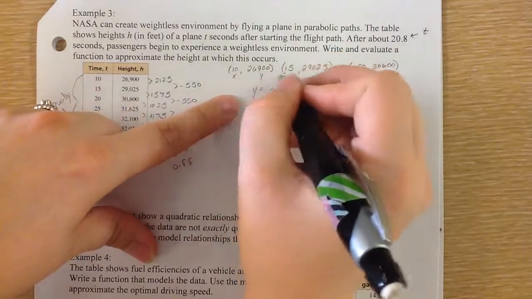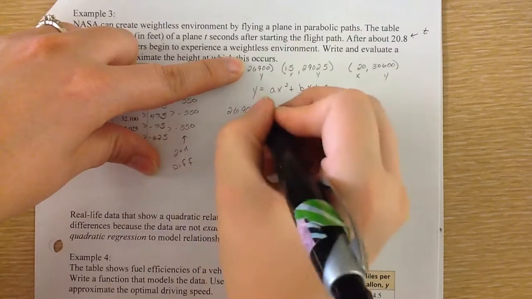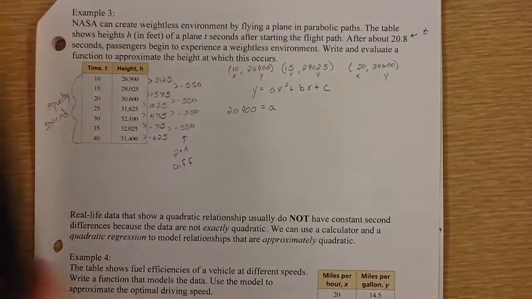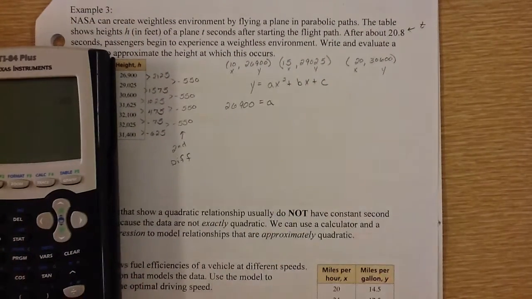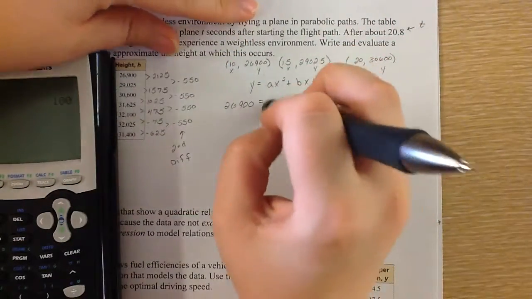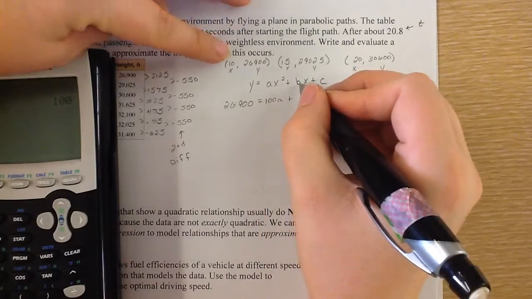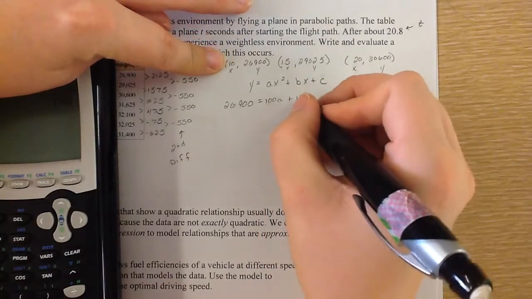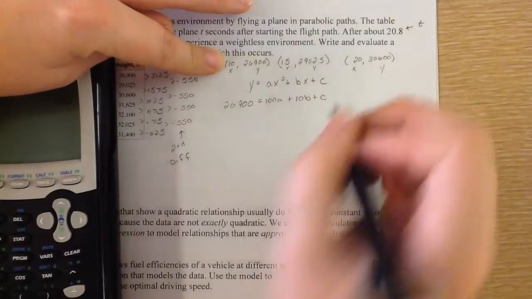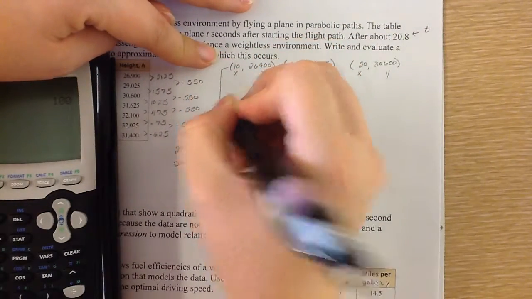So let's do this first point. I'm going to plug this in as my y, so I'd have 26,900 equals a times x squared. So a times 10 squared, that'd be 100. So if we take a times 100, do you agree that would be 100a? Plus b times my x, which is 10, so that would be 10b plus c. So there's one equation. This equation came from using that point.